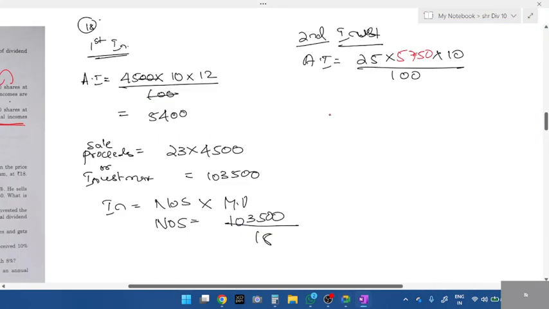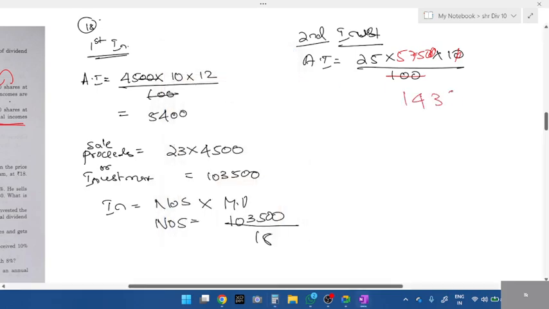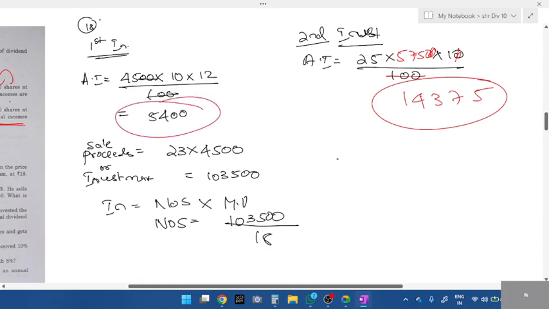Next. Second investment is annual income 25. If I reduce this, two zeros get cancelled. 575 into 25 is 14,375. These are the two investments we got, students. Sorry, these are the two annual incomes.